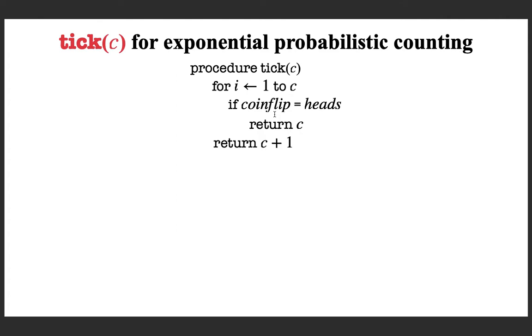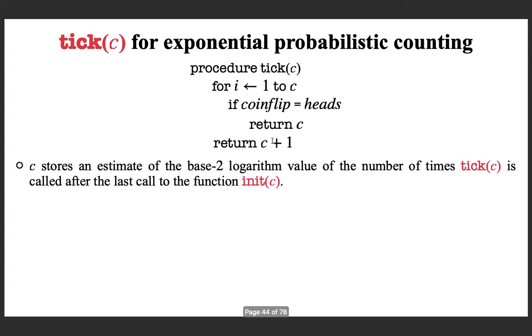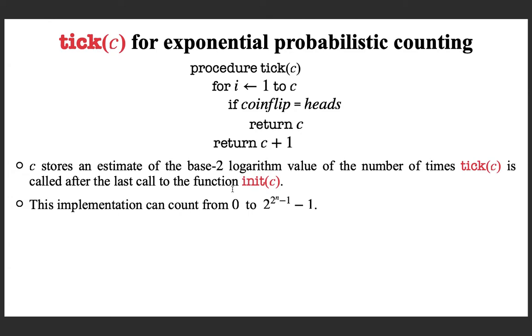So the probability is 1 divided by 2 to the power C. The probability of increment is that. So you can see that the counter C stores an estimate of the base 2 logarithm of the actual number of times the tick or increment is called after the initialization. Now you can easily see that this implementation can count from 0 to this quantity. Why is it so?